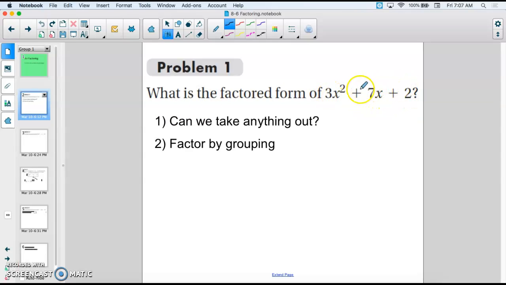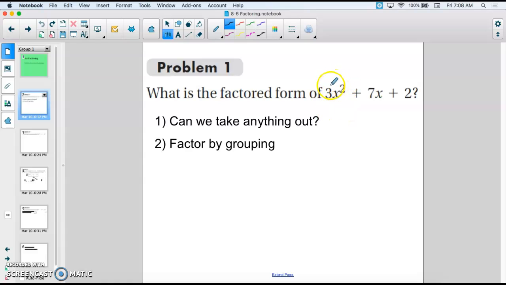Notice we have a trinomial. It has three parts, and our first question is, can we take anything out? Can we take a GCF out of here? We can't take any x's. We can't take any numbers. So we're kind of stuck, right?